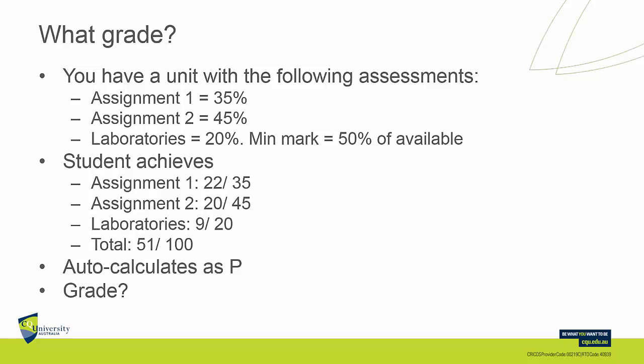In this scenario, the student has failed to score 49.5% in the second assessment, but has also failed to meet the minimum requirement for the laboratories assessment. However, their overall mark is 51 out of 100, so Moodle is auto-calculating the grade to a pass. However, as a student has not only not met the minimum mark for one of the assessment items and has also failed another, the student would not be able to pass the unit, nor would they be eligible for a supplementary assessment.